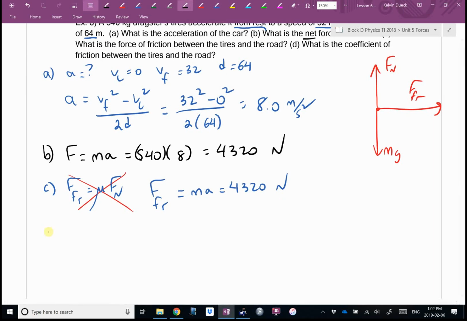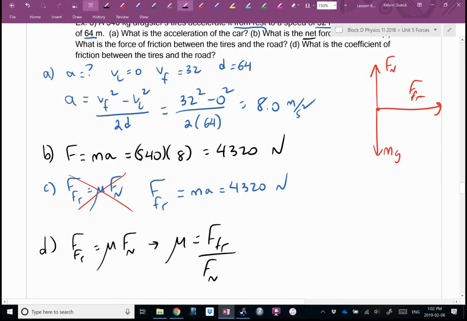Saving the best for last, Julie. What's D want me to find? What did I find in part C? Force of friction? I'll bet you they're related. Kenley, what's friction equal to? Mu times the normal force. What am I trying to find? How would I get the coefficient of friction by itself? Mu is going to be friction divided by the normal force. Yes? And friction, Kenley, you're right, is 4,320. I don't know the normal force. Oh, but look. Another force the same size as the normal force. Which one?